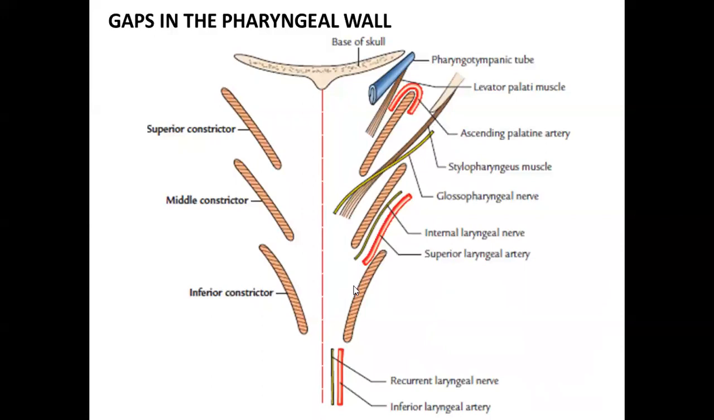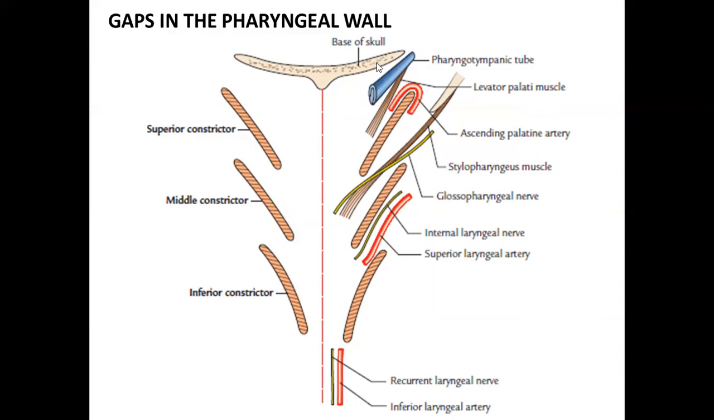Then another important viva question is this, that is gaps in the pharyngeal wall. When we look at the pharyngeal wall, the constrictor muscles, there are 4 gaps present on either side of the pharyngeal wall, in relation to the constrictor muscles. What are these gaps? To start off, first we'll see that there is a gap between the base of the skull and the upper part of the superior constrictor muscle. This gap is known as the sinus of Morgagni.